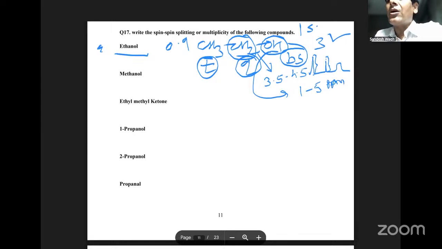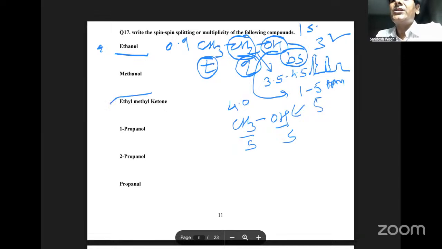Like methanol, CH3OH. Now, how many signals? This CH3 is nearby 0 protons, so this will be a singlet, as well as this will be a singlet. The delta value for this will be maybe 4 and this will be maybe 5. So this way, this is singlet, singlet.